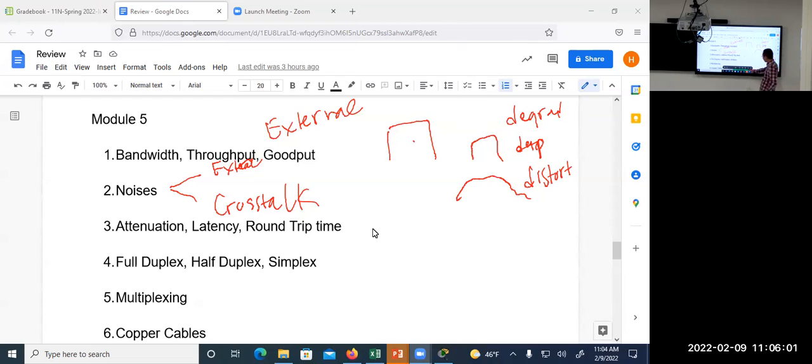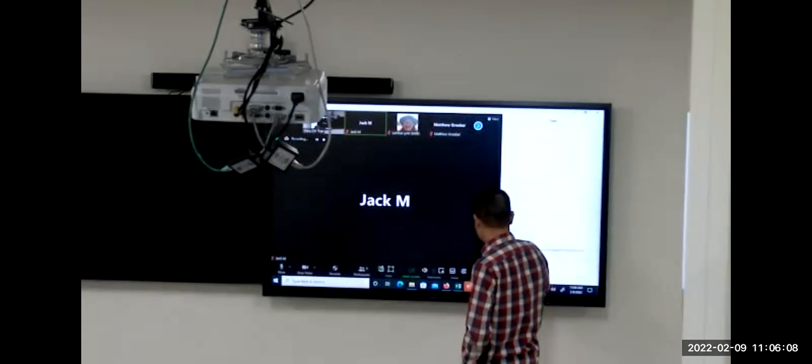Yes, right. So the crosstalk is an interference from the nearby wire. Where? Oh, sorry.